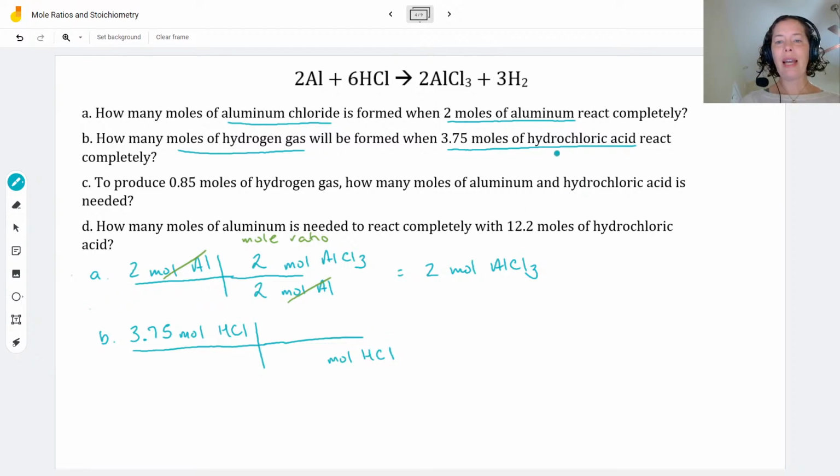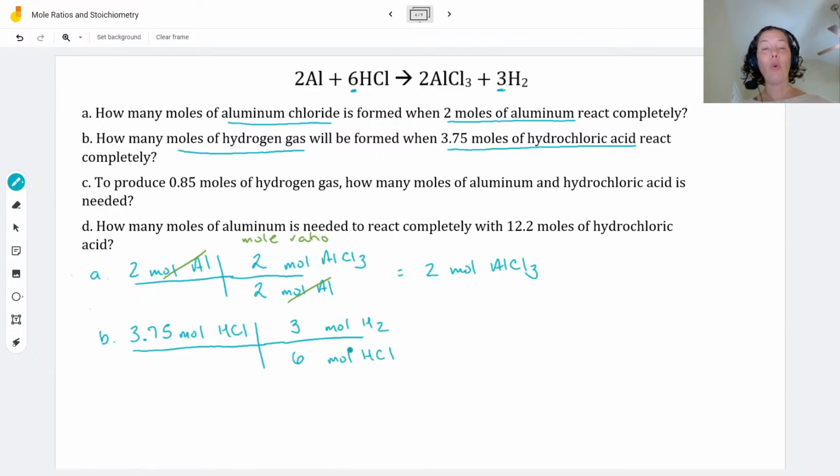The problem is asking me to predict moles of hydrogen gas. So my moles of H2 are going to go in my numerator. That way I know that I have my units set up right. And now I'm just going to put the numbers in based on the balanced chemical equation. Again, this is my mole ratio. So for my hydrochloric acid, what number's in front of it? There's a 6. So I'm going to put a 6 right here. And for my hydrogen gas right here, there's a 3 in front of it. So I'm going to put a 3 here.